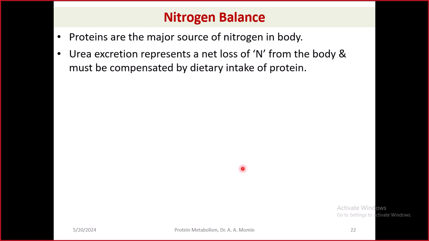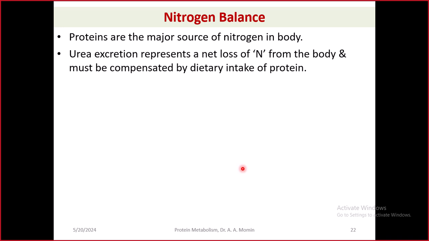There is one term called nitrogen balance. So do remember this term is very important for your grand viva. In your viva this term is most of the time asked, what is nitrogen balance, what is positive nitrogen balance, negative nitrogen balance. Proteins are the major source of nitrogen in the body.